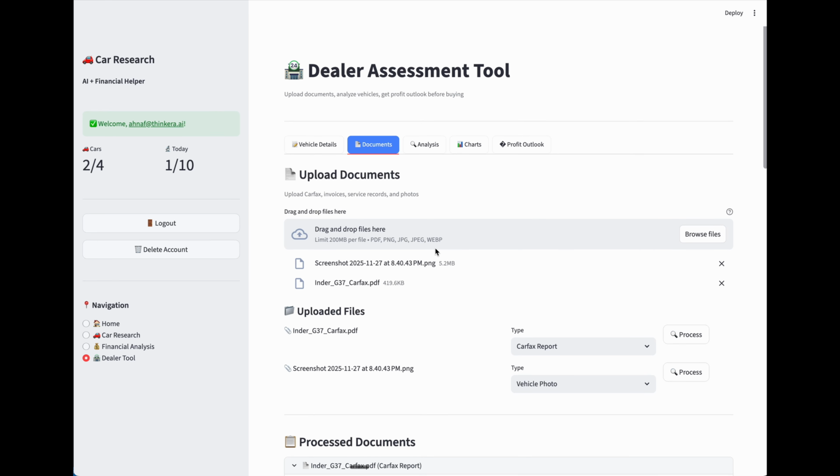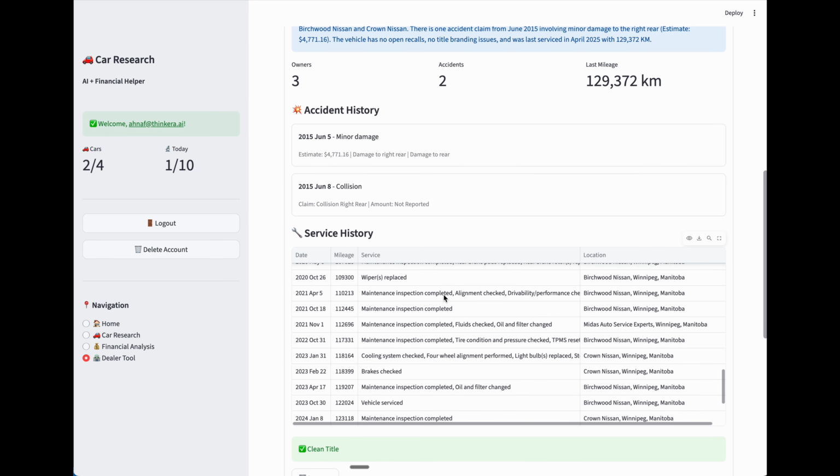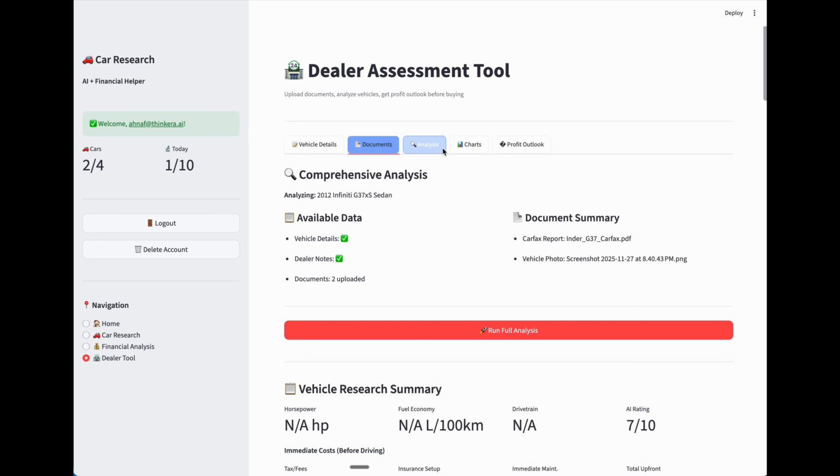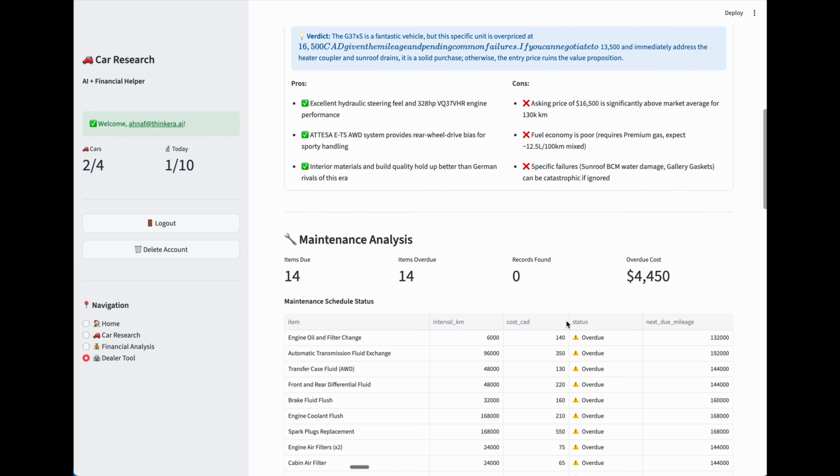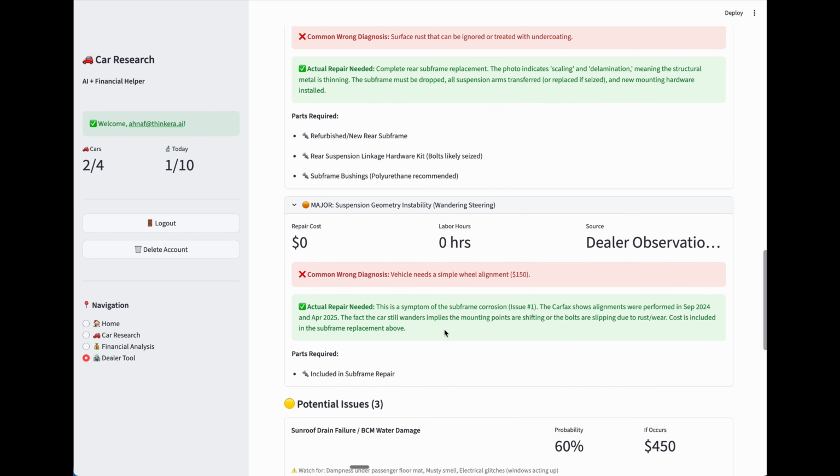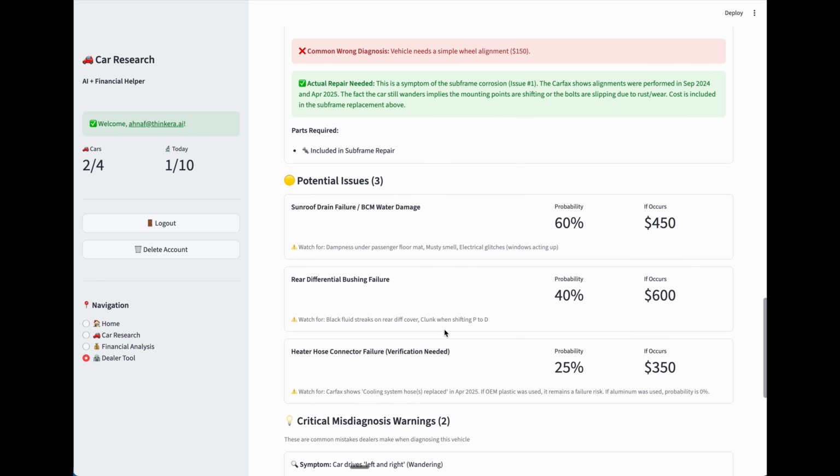And all of this is done automatically. I don't think I've done a single layer of manual analysis over here. Every single thing that you see here is automatic, and that's why this is a great tool, I personally think.